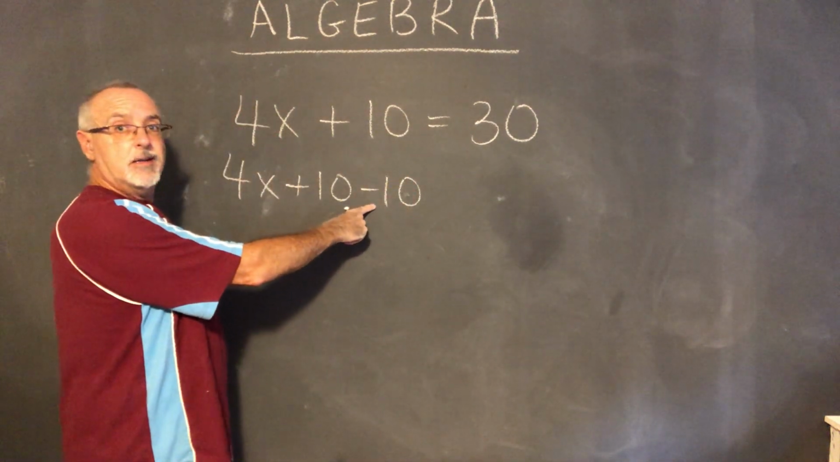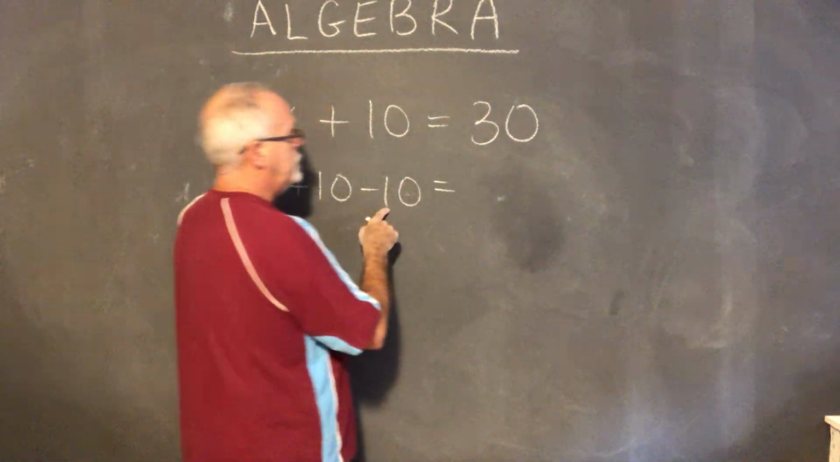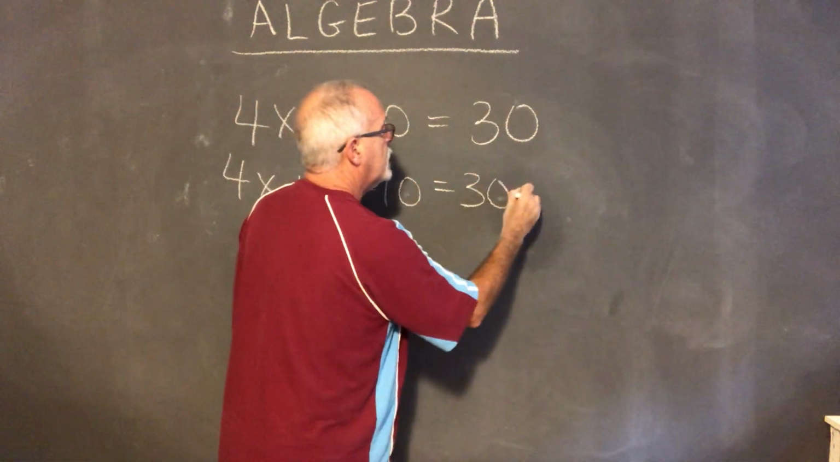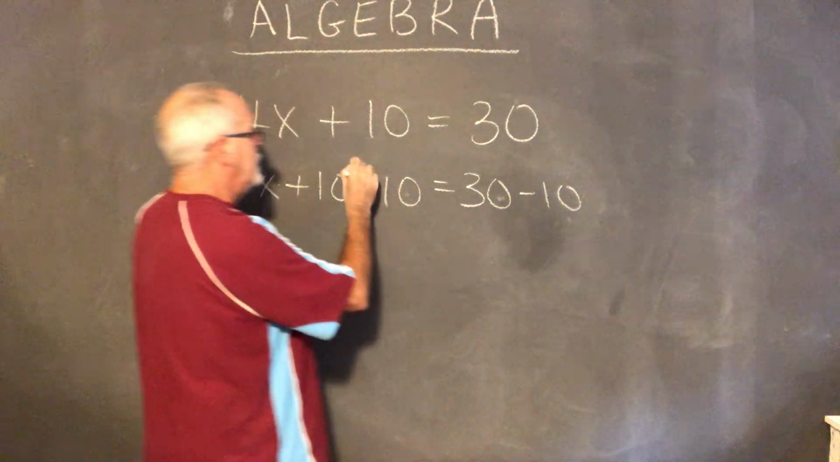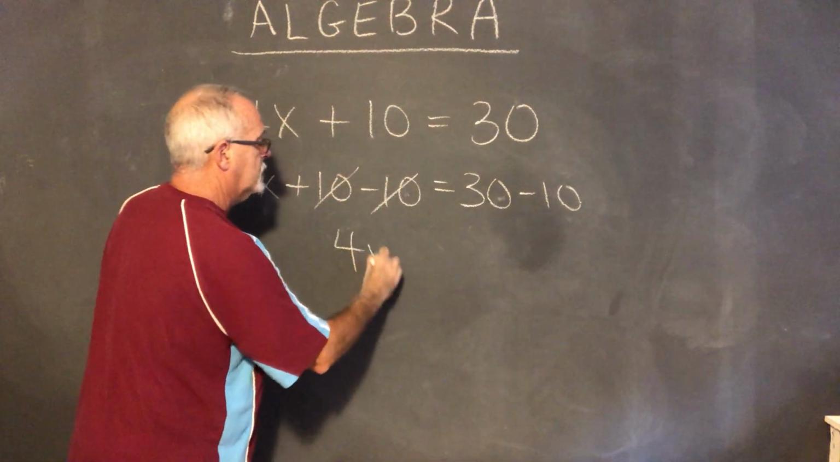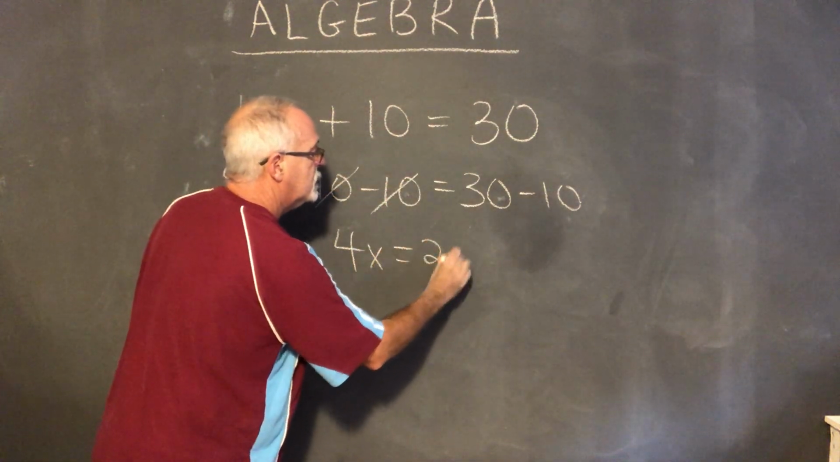So there, a subtraction happened. And then if I'm subtracting a 10 from here, the subtraction is happening on the other side as well. These cancel. 4x equals 30 minus 10, which is 20.